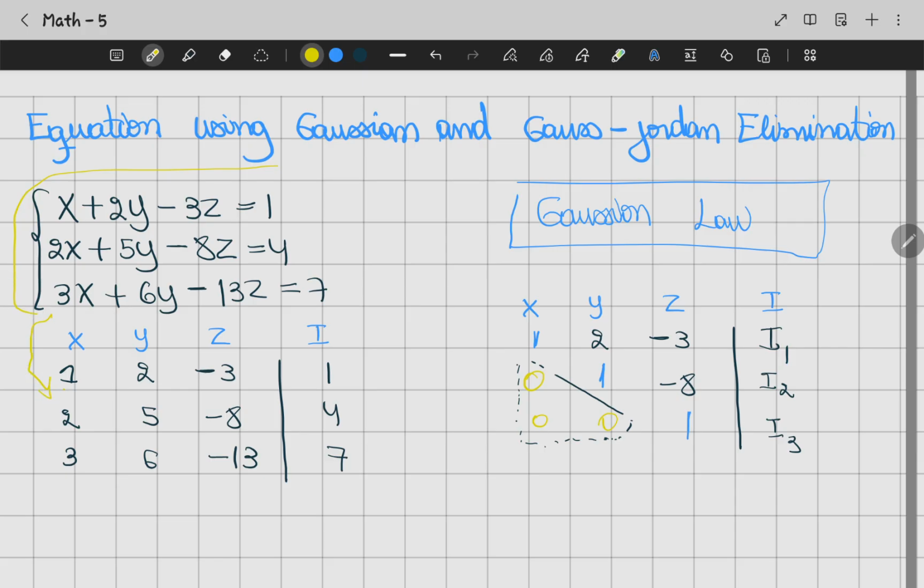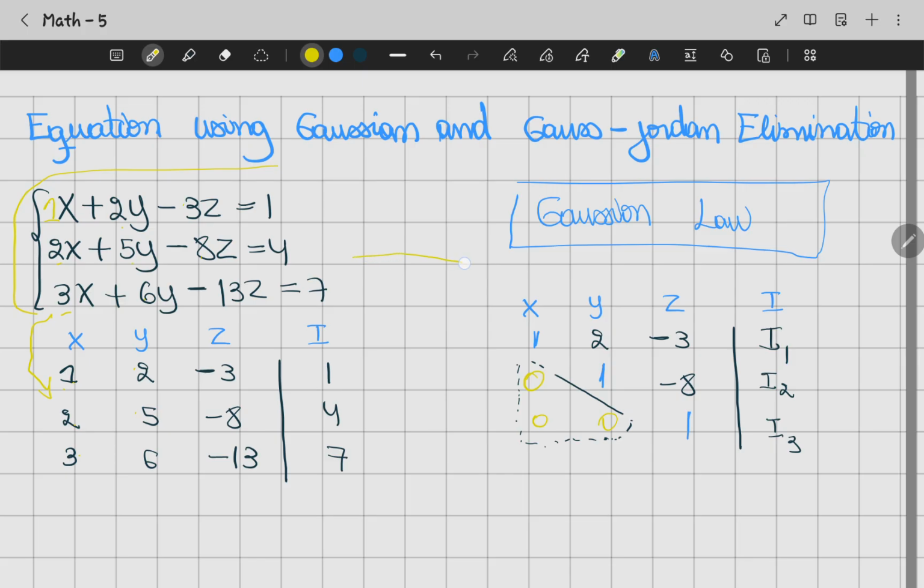As you can see, we have a 1 here, a 2, and a 3. That's what you see in the column X. We have 1, 2, 3, and then if you go for Y, you can see we have 2, 5, 6, negative 3, negative 8, negative 18. That's what you see there. And then we have 1, 4, 7. So this is where we're going to start.